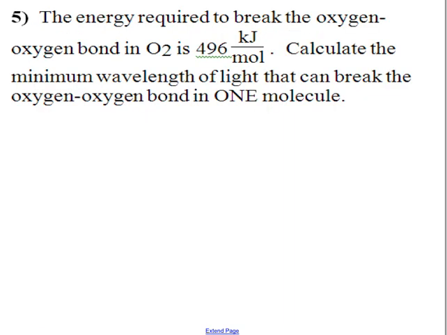All right, last little math problem before we jump into more theory. The energy required to break the oxygen-oxygen bond in O2 is 496 kilojoules per mole. So that kilojoule is busting up how many oxygen bonds?